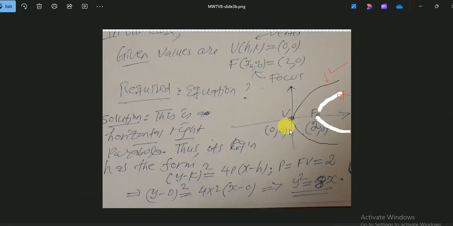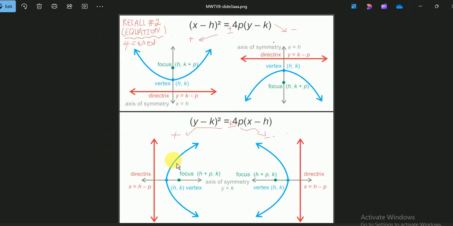Vertex at 0, 0. Focus at 2, 0 means it is a right parabola. So if we have to apply the formula for a right parabola, which is this one, (y minus k) squared is equal to 4p times (x minus h). k and h are 0, 0 in our case, so we have y squared is equal to 4p x. We have to take plus because it's right.